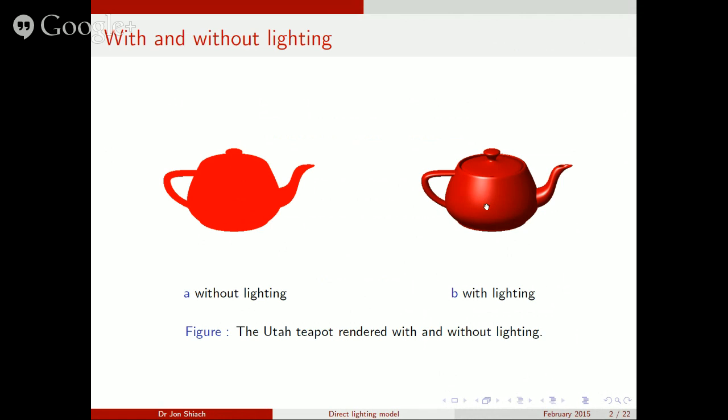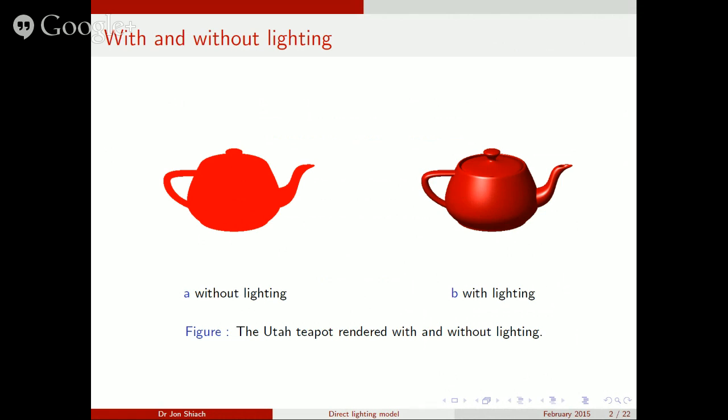This one on the right is exactly the same object, but I've included lighting on it, and straight away we can tell that it sort of bulges out. It's a 3D object. We can tell it's got a lid and a little handle, etc. Obviously the one on the right is a much better image than the one on the left. So that's what we're going to be looking at today: how do we add lighting to our graphics.